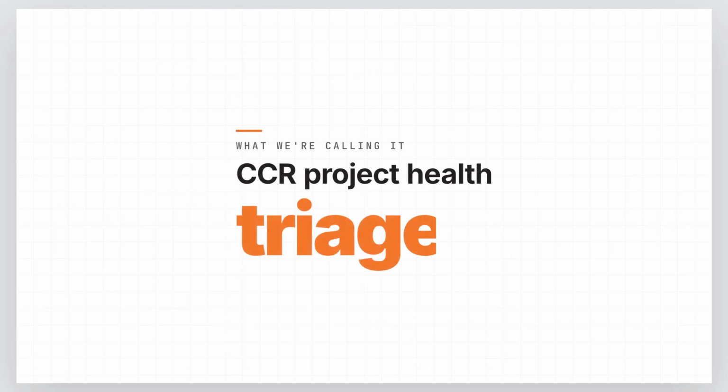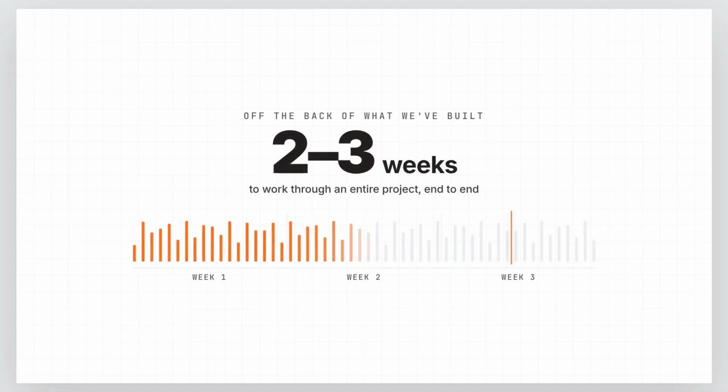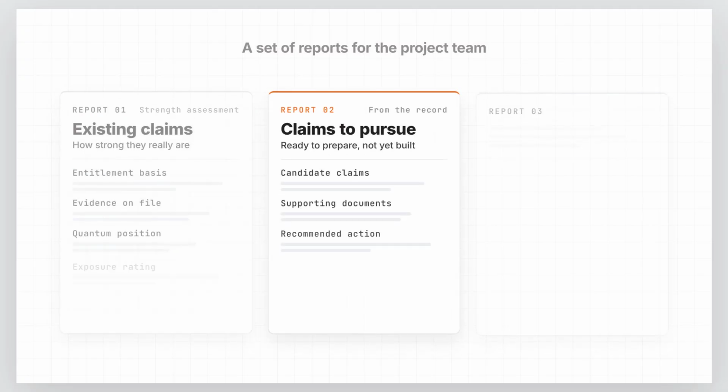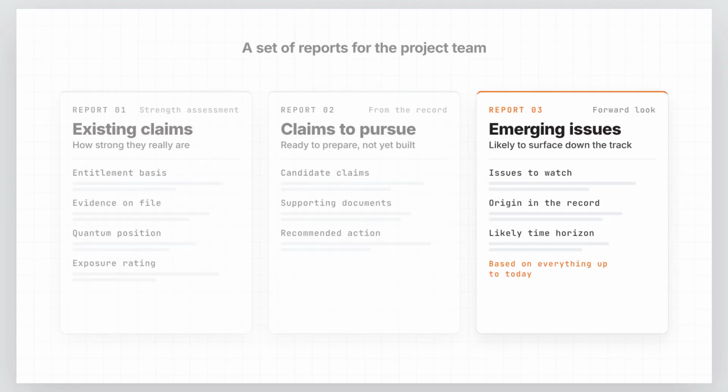That brings us to what we're calling CCR project health triage. Depending on the size of the project, we can work through the whole thing in roughly 2 to 3 weeks off the back of what we've built and come out the other side with a set of reports for the project team. Those reports tell them how strong their existing claims really are, which claims they should be pursuing but haven't put together yet, and what issues are likely to surface down the track based on everything that's happened up to today.